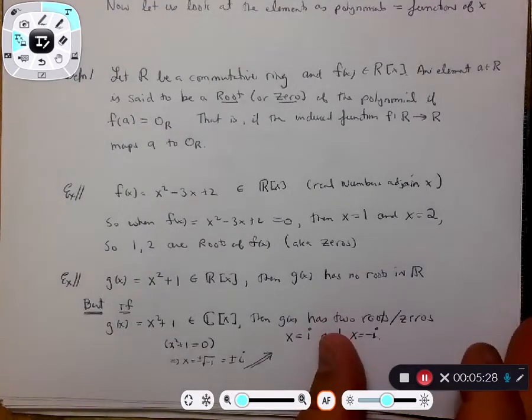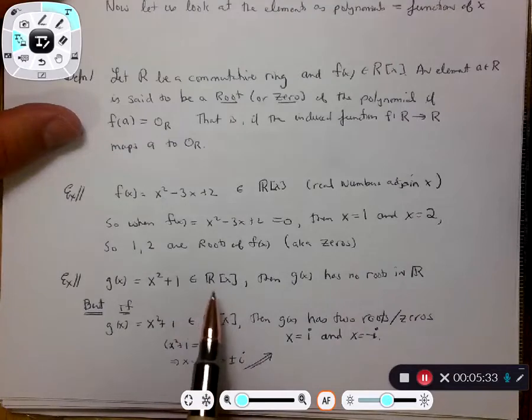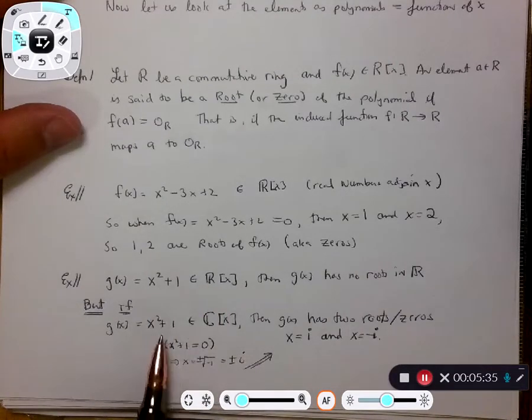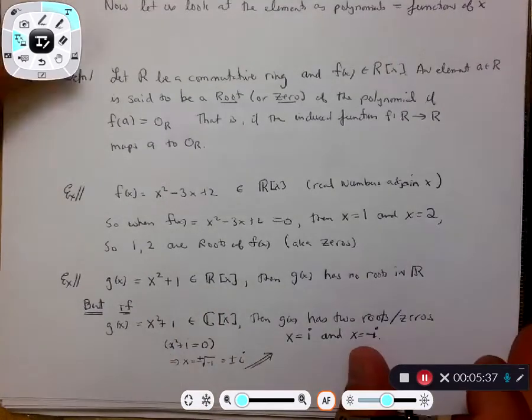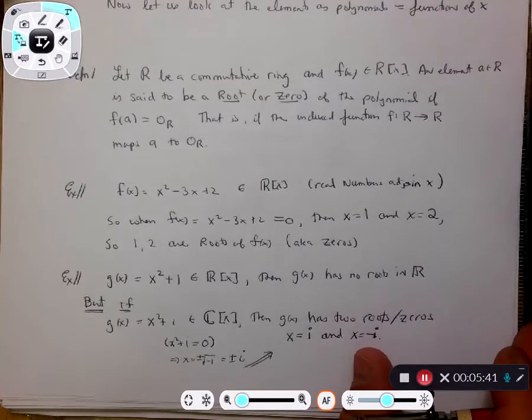So that's going to be my game plan here in terms of deciding when a function is going to be irreducible versus when a function is going to be reducible. We're going to be looking for the zeros, the roots of a polynomial.